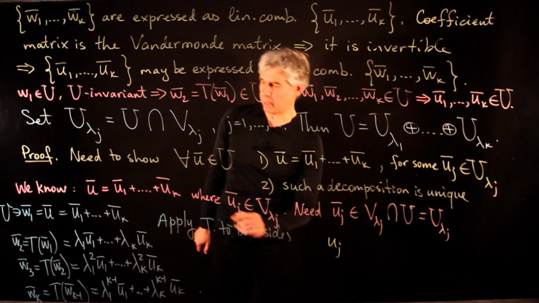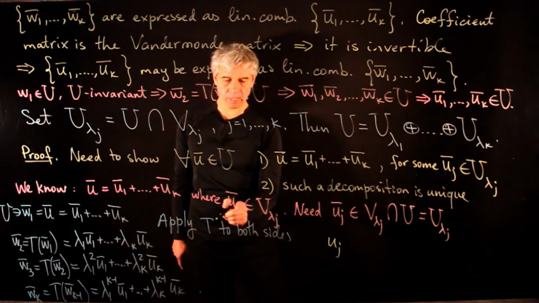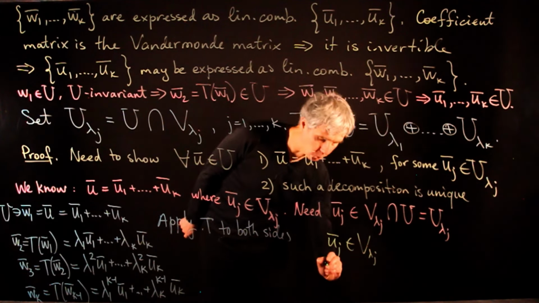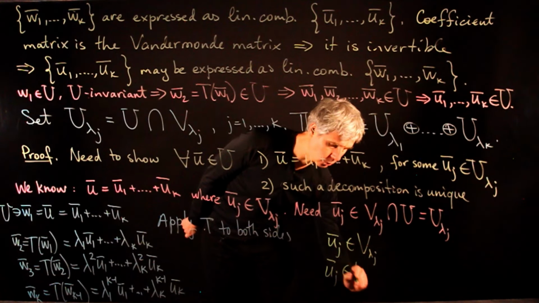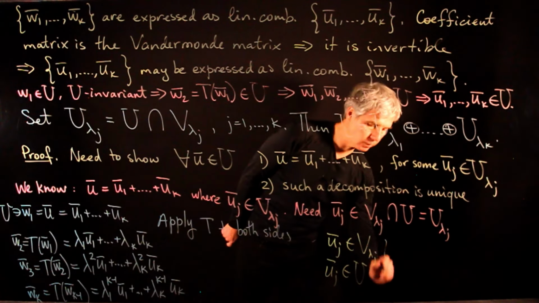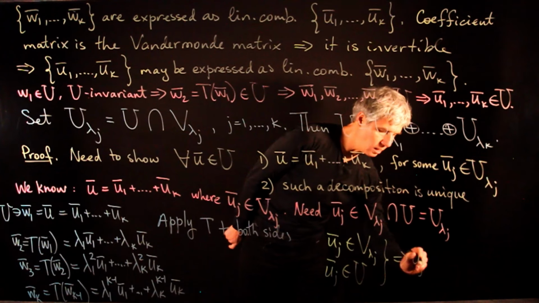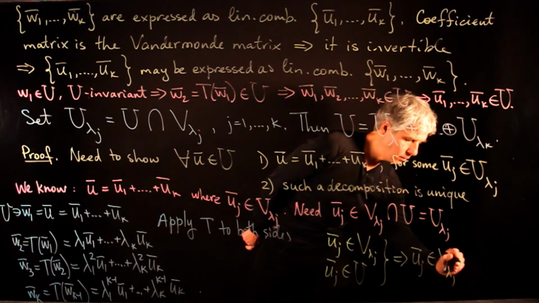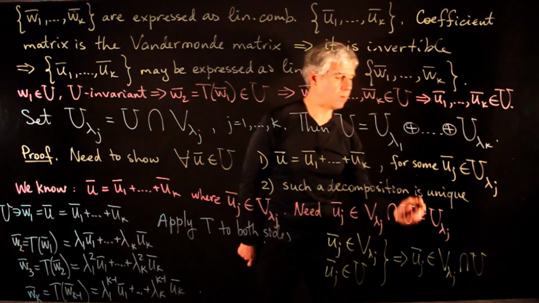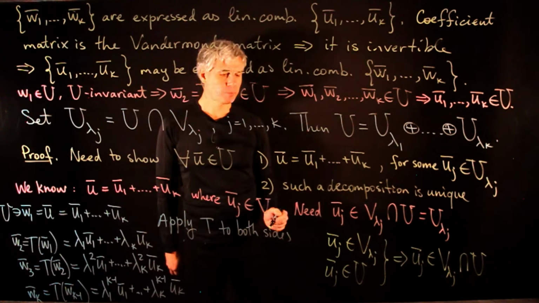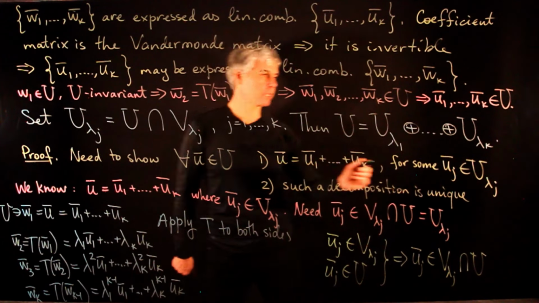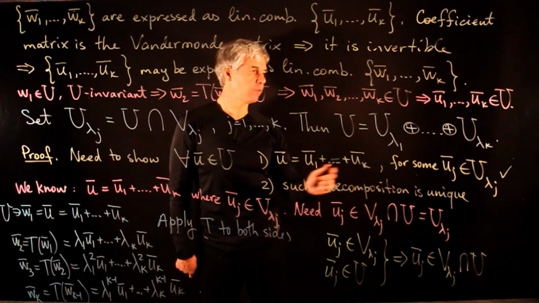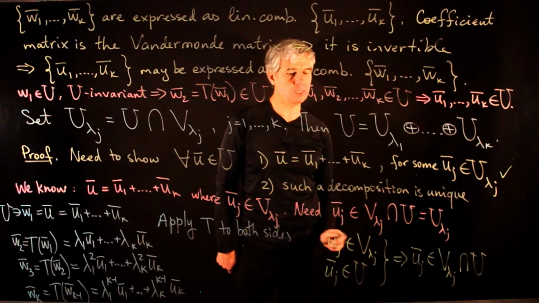because we knew by construction of our vectors that the Uj's belong to V lambda j. And now we prove that Uj actually belongs to the invariant subspace U. So from here, we conclude that Uj belongs to the intersection of V lambda j with U, which is our subspace U lambda j. And this proves the first property here, that every vector can be decomposed as a sum of vectors from U lambda j's.